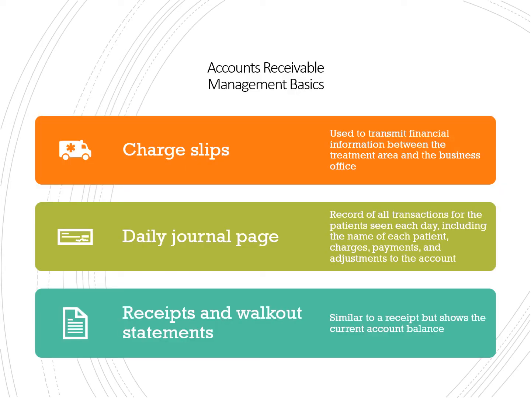A charge slip is also known as a super bill and is used to transmit financial information between the treatment area and the business office. The daily journal records all transactions for the patients seen each day. The receipt or walkout statement are given to the patient showing their current balance. Giving the patient a receipt or walkout statement speeds payments and reduces the number of statements that must be prepared and mailed.